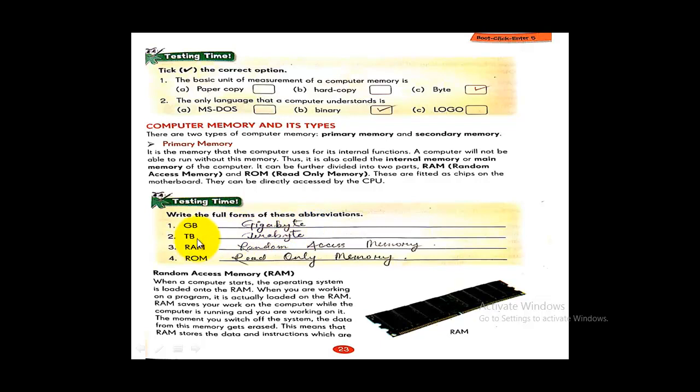Gigabyte, gigabyte. TB stands for terabyte. Terabyte, terabyte. And these RAM and ROM we have just done here. RAM stands for random access memory. ROM stands for read only memory. Now these abbreviations can be asked in the exams also, so you should know these abbreviations. Not only gigabyte, terabyte, KB, MB, you also have to learn those, which I have explained in the previous class.